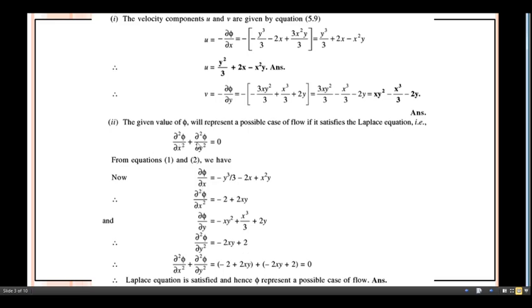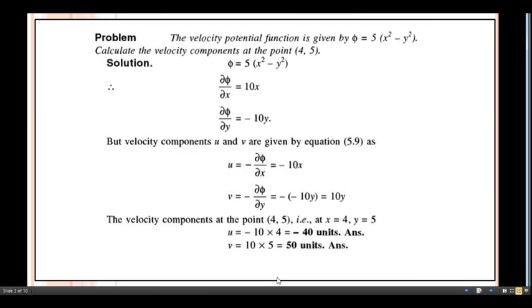Once we get this term and this term, add this term with this one. Now just see here: minus 2 plus 2xy, plus this one, minus 2xy plus 2. So minus 2 and plus 2 get cancelled, minus 2xy and plus 2xy get cancelled. So this term must be equal to 0. Therefore the Laplace equation is satisfied. Hence phi represents the possible case of flow.